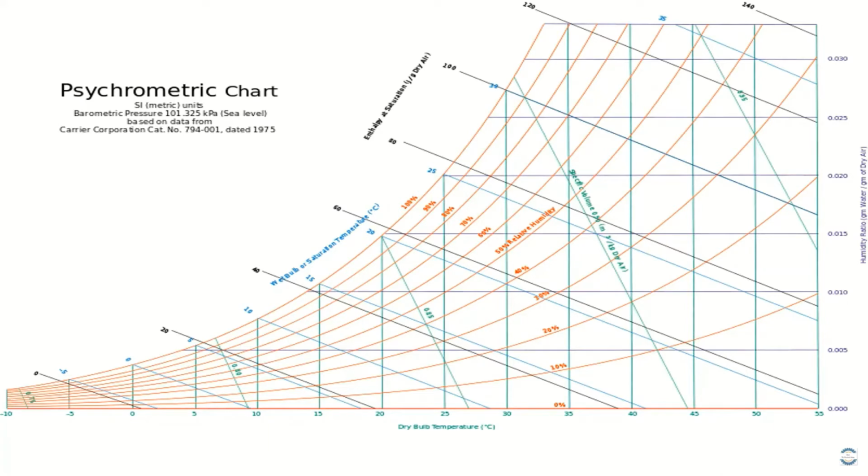This is the psychrometric chart, and I am not going to discuss it right now because it seems to be very complex. Let's make it simple, stepwise. First of all, we will discuss dry bulb temperature.